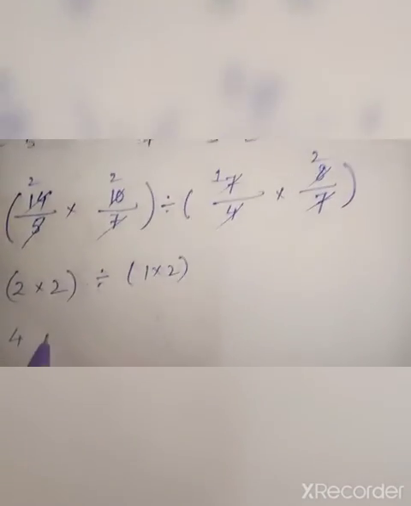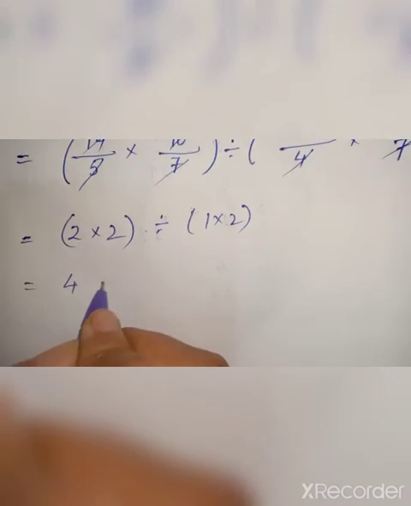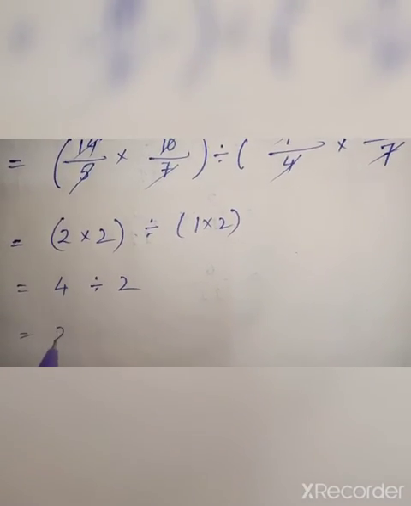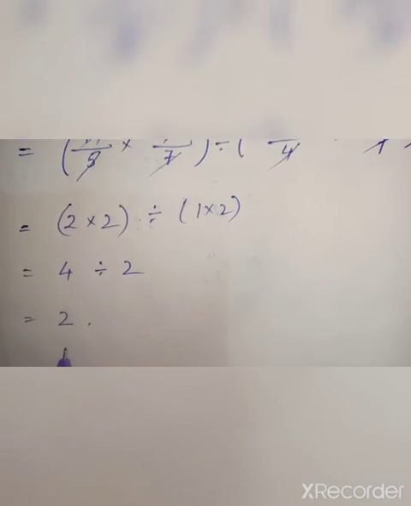2 2s are 4 divided by 2. 4 divided by 2, what will be the answer? 2. Okay, so the answer will be 2.